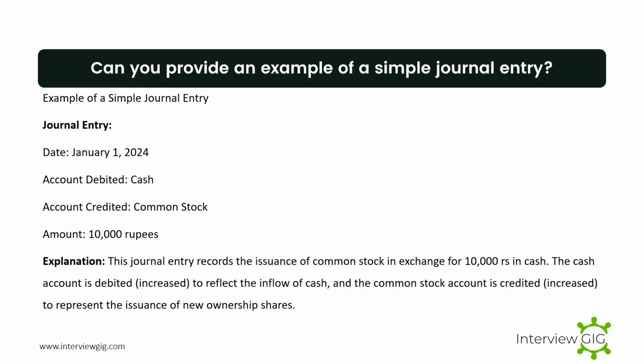Can you provide an example of a simple journal entry? Example of a simple journal entry. Date: January 1st, 2024. Account debited: cash. Account credited: common stock. Amount: 10,000 rupees. Explanation: this journal entry records the issuance of common stock in exchange for 10,000 Rs in cash.